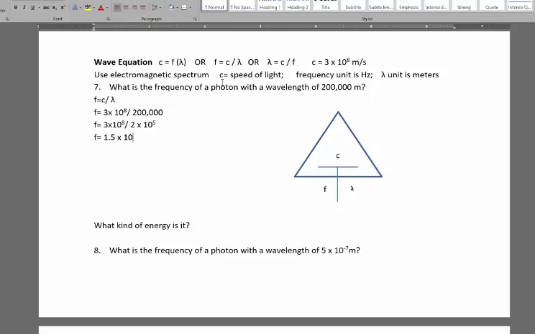You aren't going to divide the exponents. When you're dividing scientific notation, you're going to subtract the exponents. So 8 minus 5 is 3. Okay. Now this answer should have hertz at the end because frequency is measured in hertz. So the 1.5 times 10 to the 3rd hertz is your final answer.